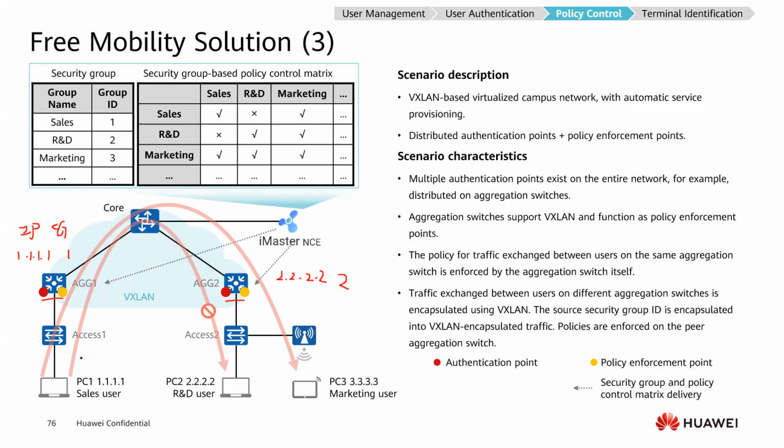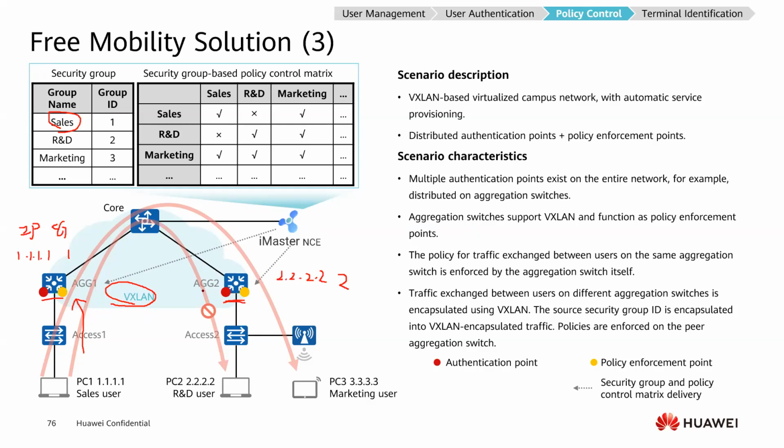So when the traffic is sent to this policy enforcement point, it will find that the source IP address matches the source group sales. However, it cannot recognize the destination IP address because PC2 goes online on another device, right? So it will encapsulate it in a VXLAN packet. The VXLAN packet can contain the source security group. So it will send this packet to the peer policy enforcement point just here.